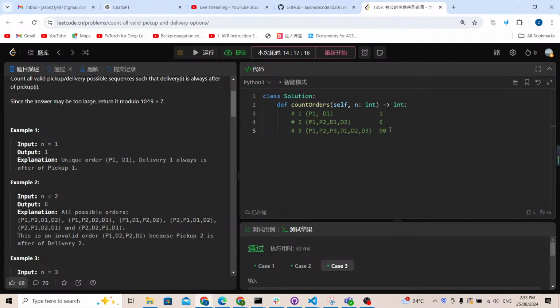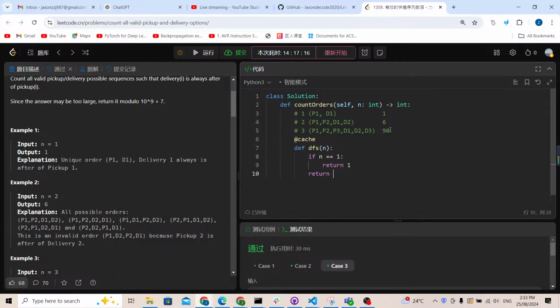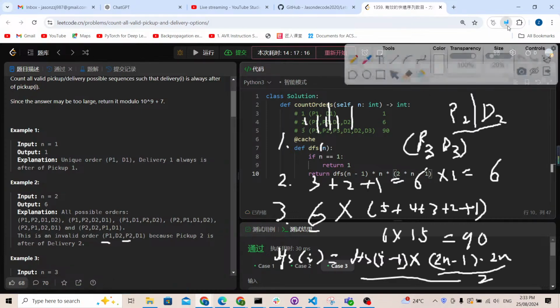I'm going to use DFS, but before that, let's use the base case and prepare a DFS. Inside I'm going to prepare this n. If n equals 1, I'm going to return 1. Otherwise, it means n is at least 2, like 2 or 3. So it's going to be DFS n minus 1 times the formula, which is n times 2n minus 1.